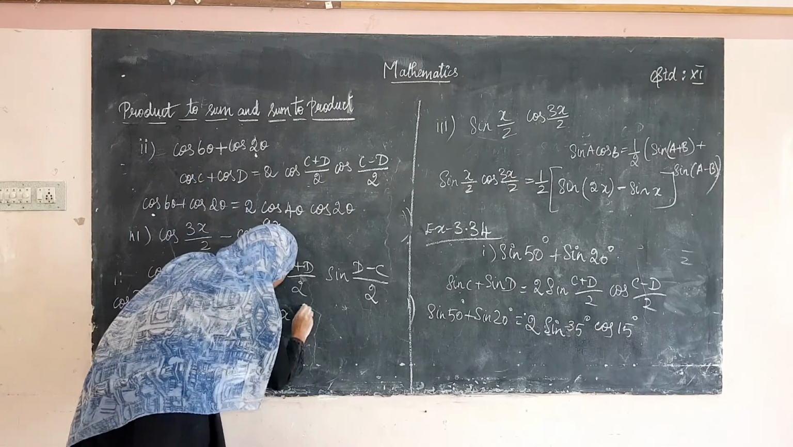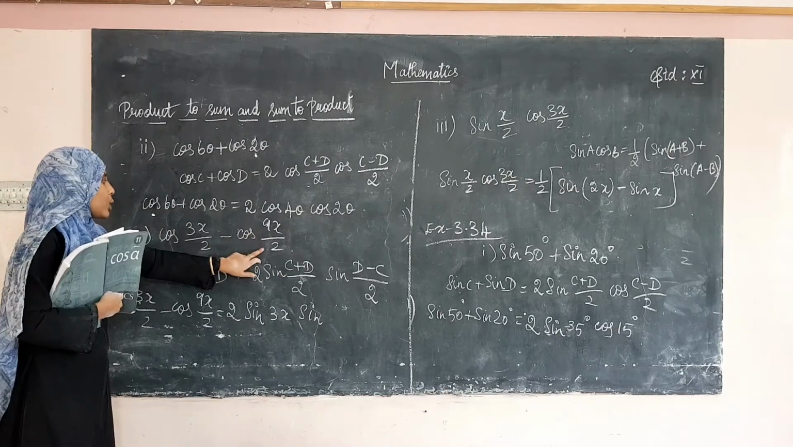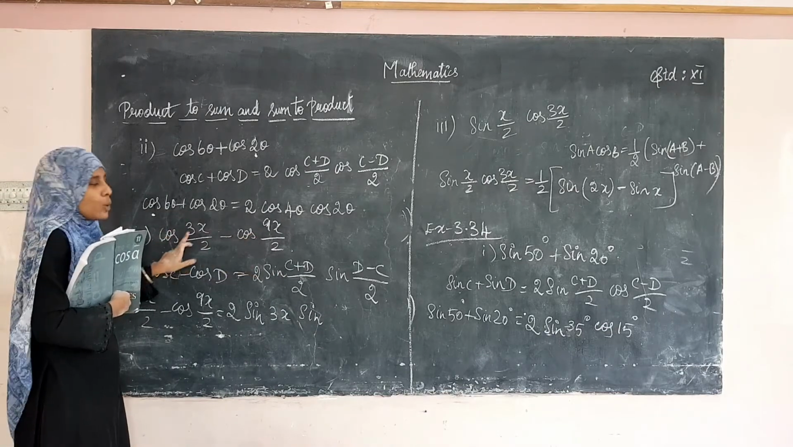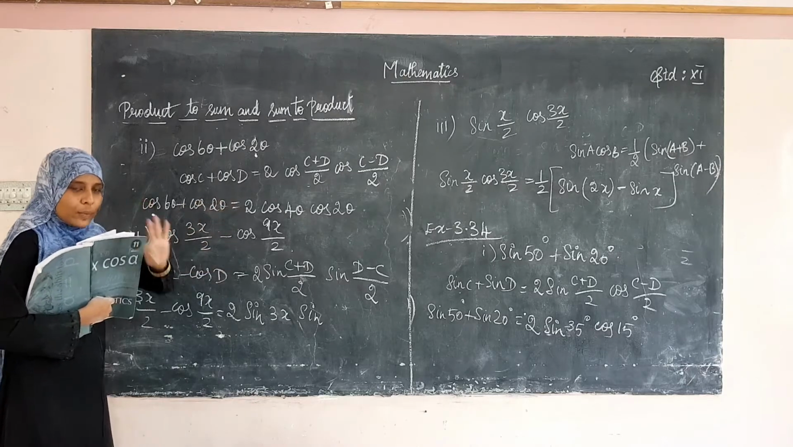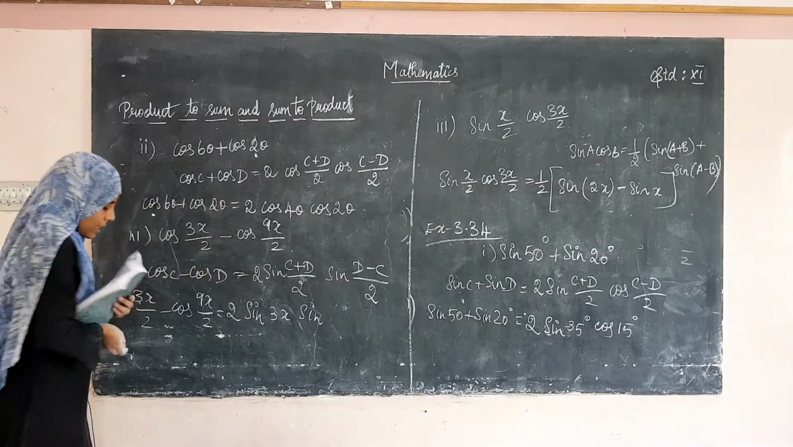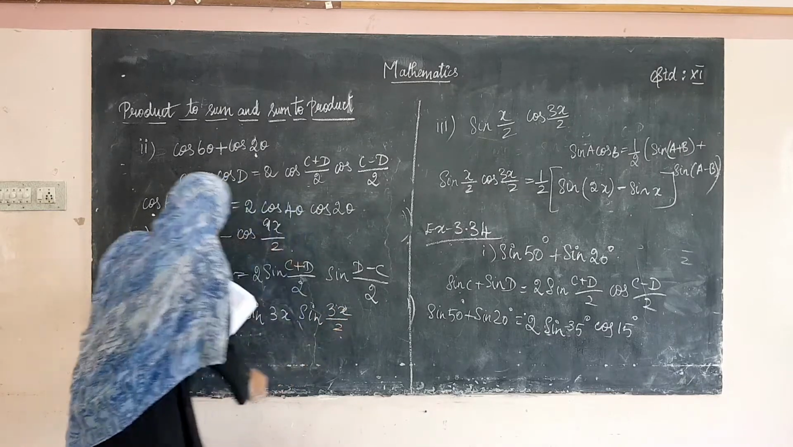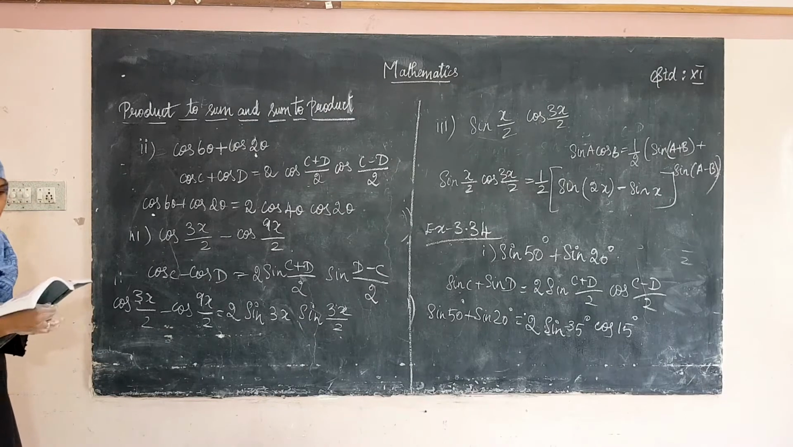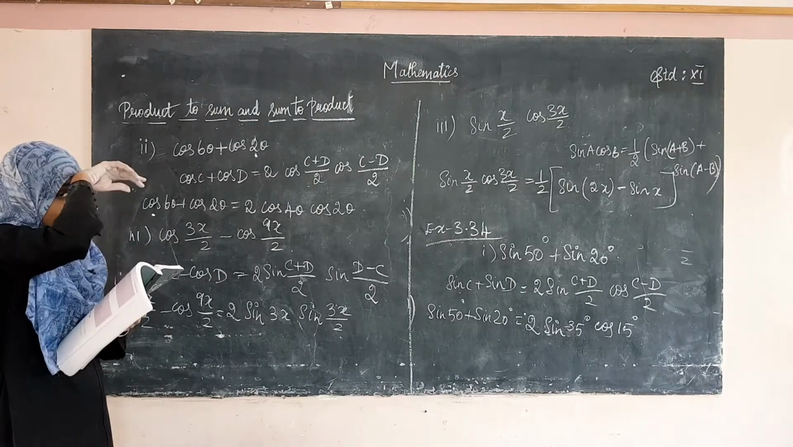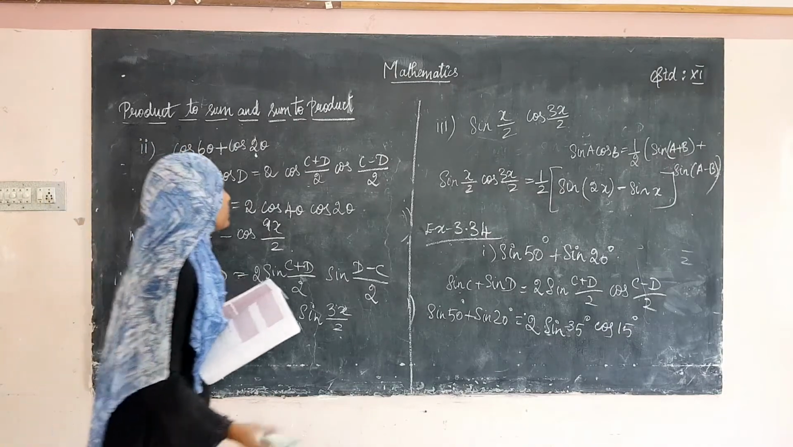And again sin of (D minus C), D is 9x/2, C is 3x/2. So 9x minus 3x is 6x, 6x divided by 2 is 3x, so D minus C over 2 is 3x/2. So the answer is 2 into sin 3x/2. So, the thing is, be clear, you have to mug up all the 8 formulas. Okay.